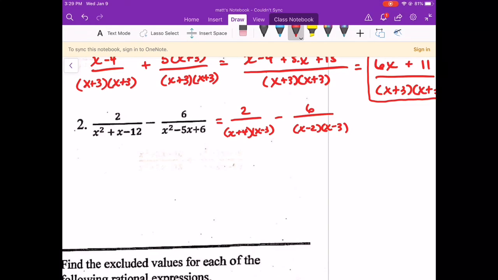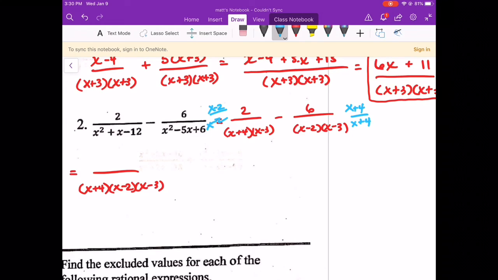Now I look to see what do I need. Well, both of them have an x minus 3, but I have an x plus 4 on the left and an x minus 2 on the right. So in order to get a denominator that includes every factor that's represented here, x plus 4, x minus 2, and x minus 3, I'm going to need to multiply this by x minus 2 over x minus 2, and I'm going to have to multiply this by x plus 4 over x plus 4.